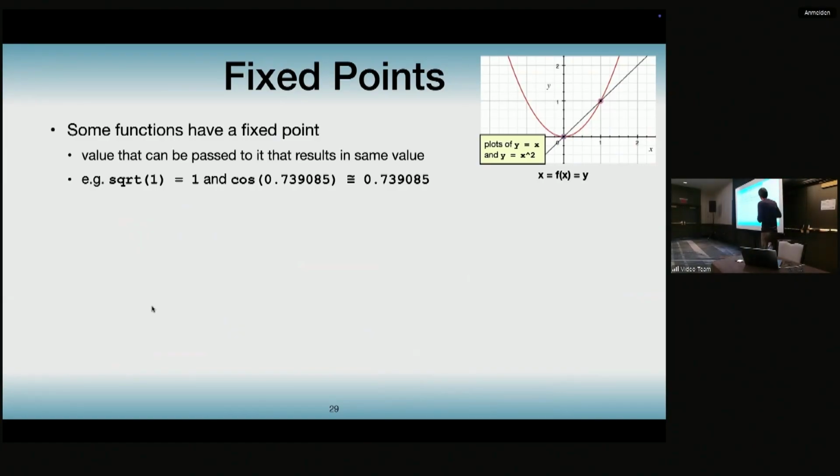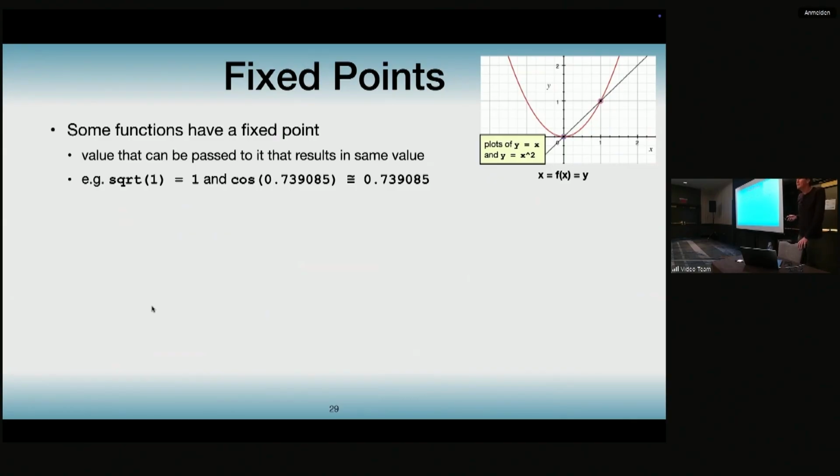And so as an example of that, the square root function has a fixed point at 1. Square root of 1 is 1. And the cosine function, if I pass in this value, then approximately the value I get back is the same thing that I passed in. And you could kind of think of it like this graph here. If I have this line here that's going through all the points, and you could think of the x-axis as the value I passed in and the y-axis as the result I got back, if those are ever the same, that's a fixed point. Why do we care about this?